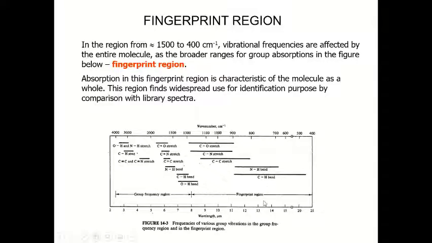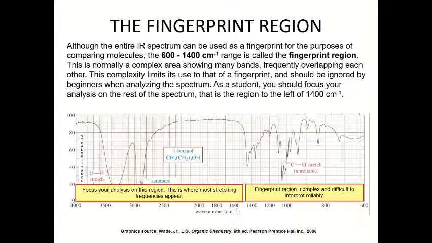In here is the fingerprint of the molecule. It means that if you get exactly the same spectrum as a reference in comparison, you can easily determine that you are talking about the same molecule. And this region is mostly to identify the most important functional groups, as we mentioned before. The entire IR spectrum can be used as a fingerprint for the purpose of comparing molecules.